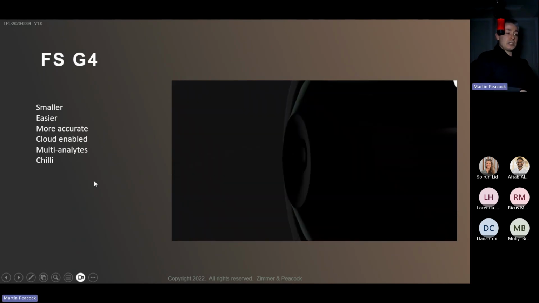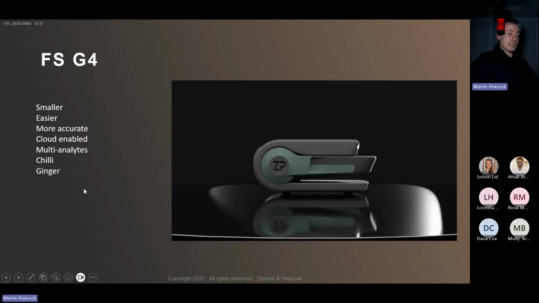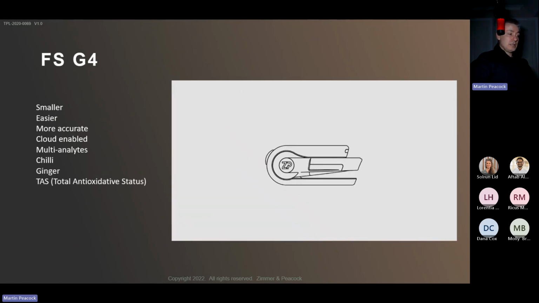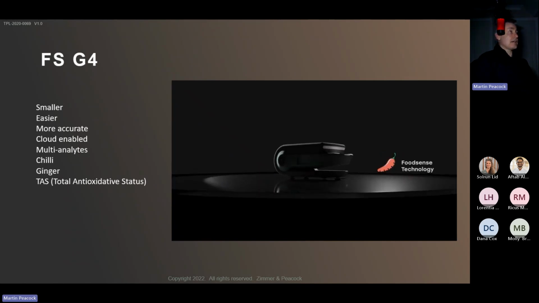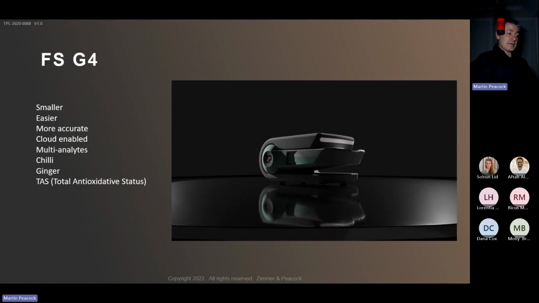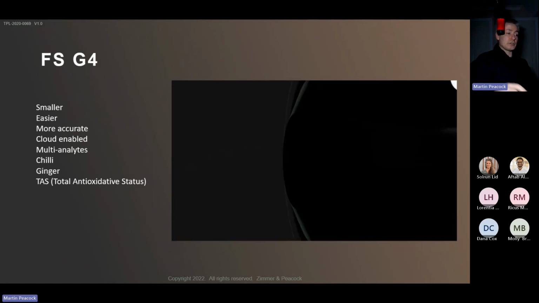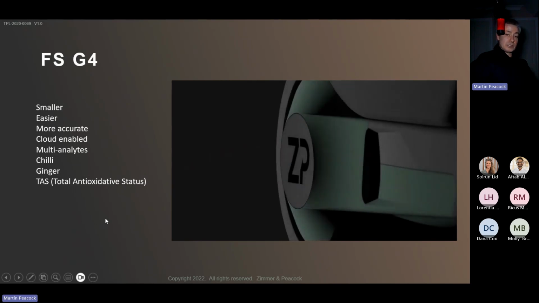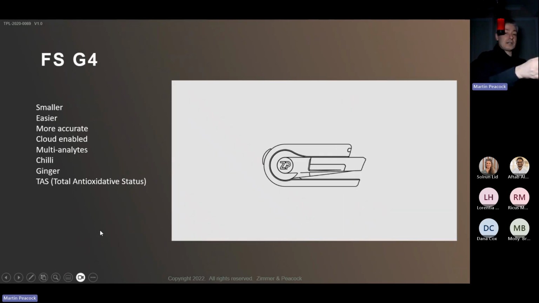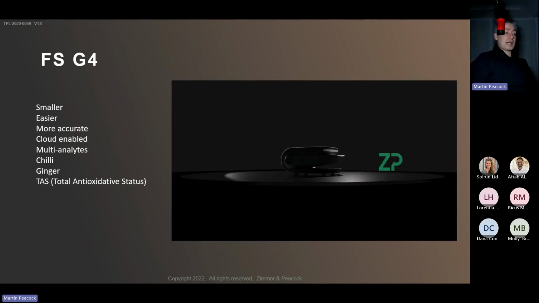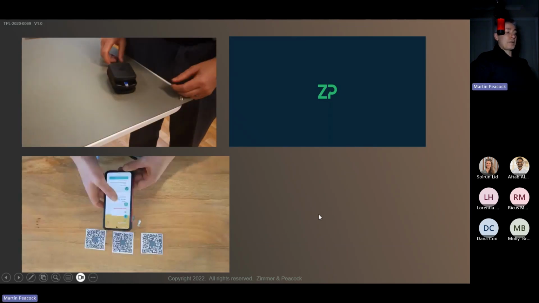Food Sense, we are going to talk about chilies primarily this afternoon, but it is multi-analyte, which means it can do chili at the moment. It can do ginger. We can measure the pungency of ginger, for example. And we can also do total antioxidative status. If something has a lot of antioxidants in it, then it tends to have a longer shelf life. So some of our people are interested in being able to determine the shelf life of materials based on what's called TAS, total antioxidative status. And you'll see that we can effortlessly move between these different analytes using QR codes, but that will become a little bit more apparent in a minute.